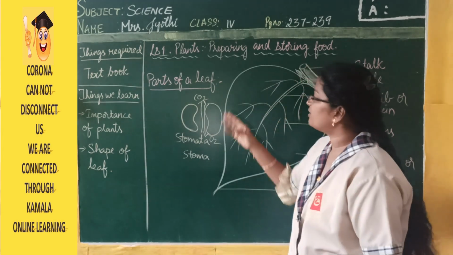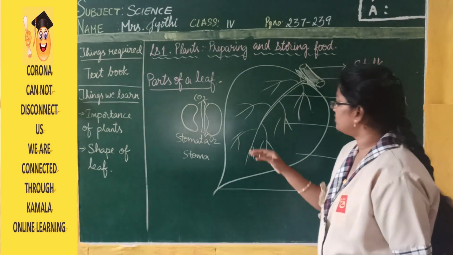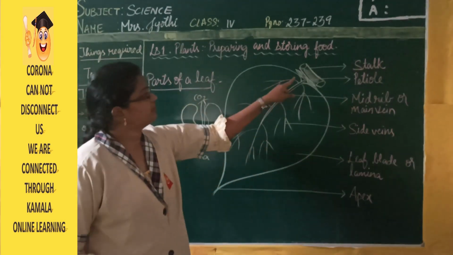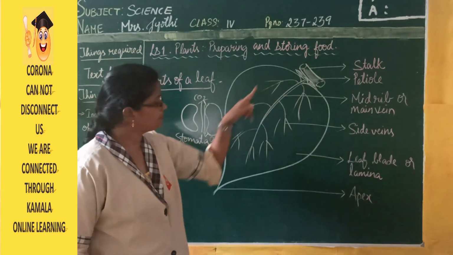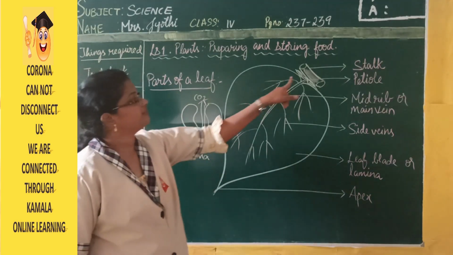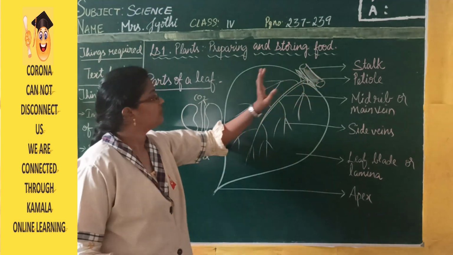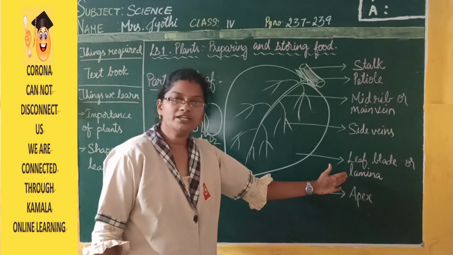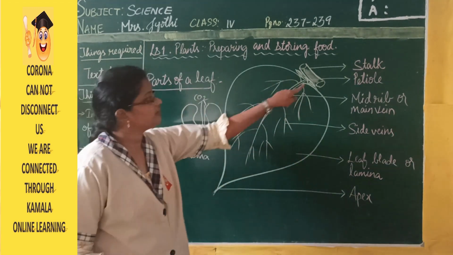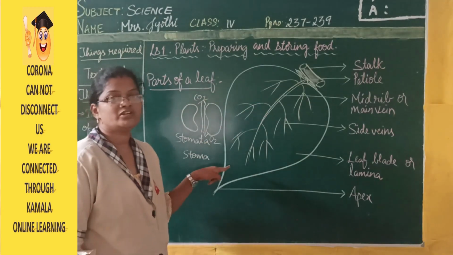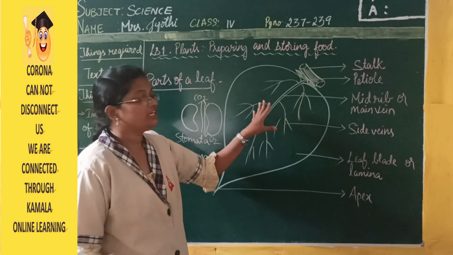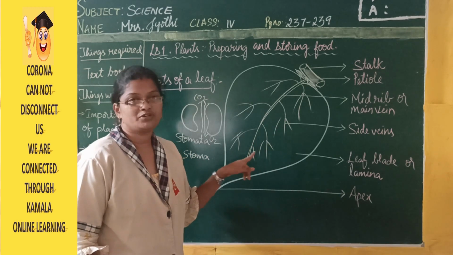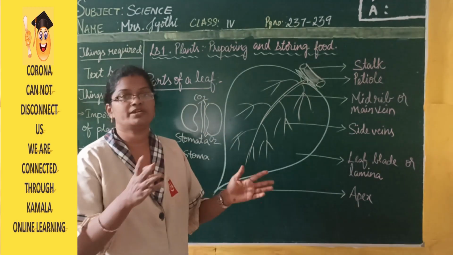And we have studied the parts of a leaf. So this is the part of a leaf. Here is the petiole, and opposite to the petiole here is the apex, and this is called the stalk. The main broad part we call the leaf blade or lamina. And this main part we call the main vein, and it will be only one. From this main vein, so many side veins are going to come. Side veins will be so many.